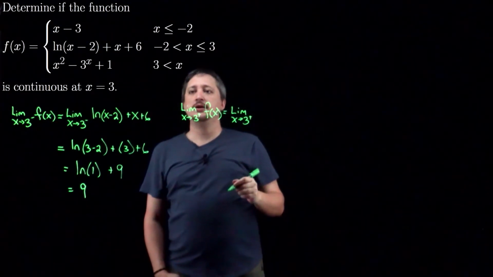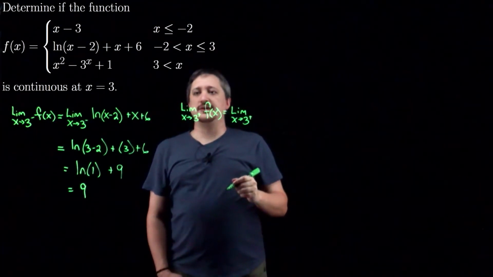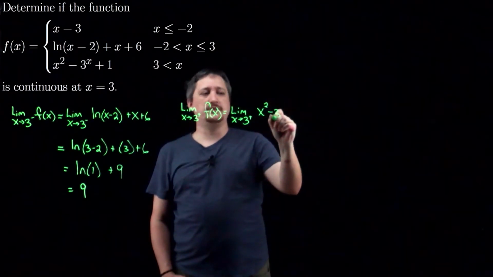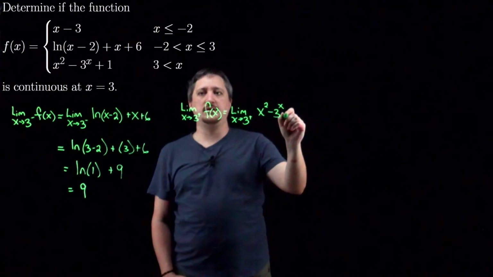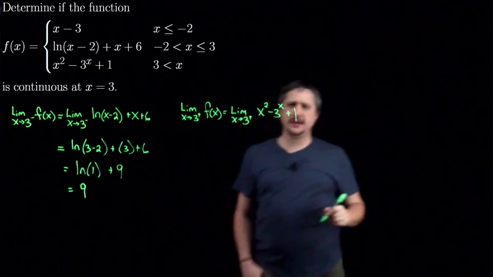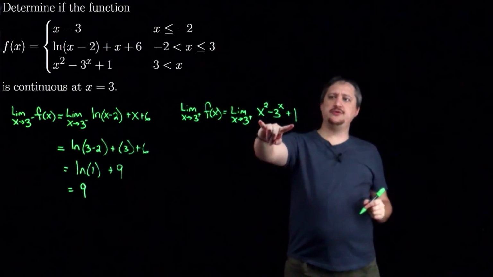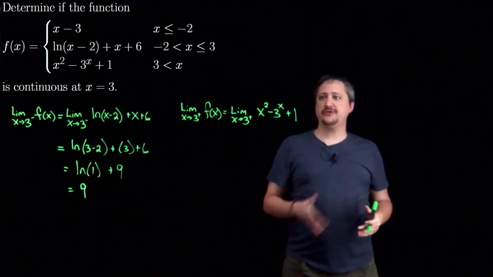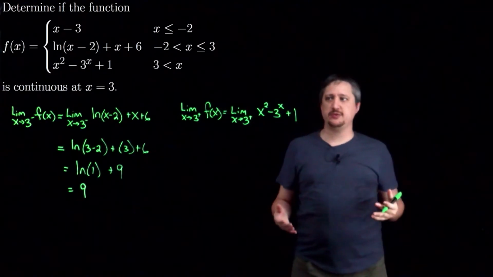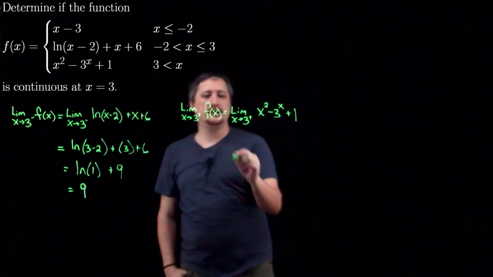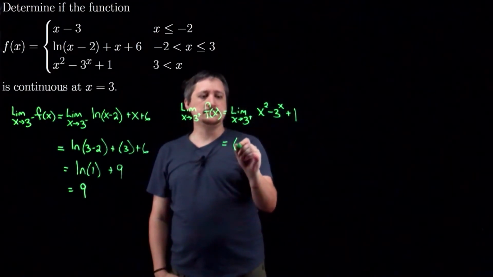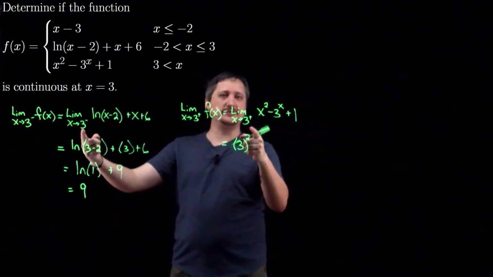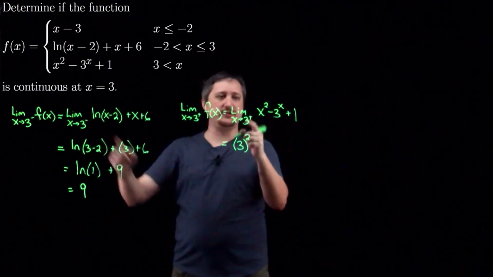All right. So as x goes to 3 from the right, I'm going to have x squared minus 3 to the x plus 1. And x squared plus 1, those are polynomial terms. 3 to the x is an exponential. So this thing is defined everywhere, continuous everywhere. So I can just plug in my 3. Remember, this is positive 3. That's also positive 3, not negative. It's from the left and right.